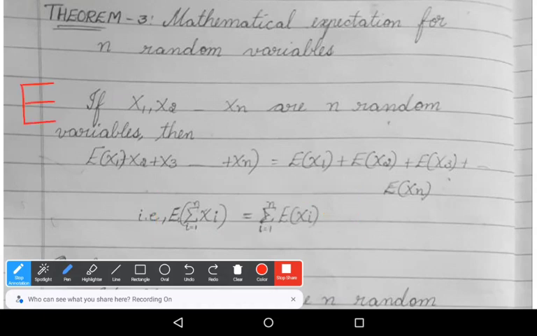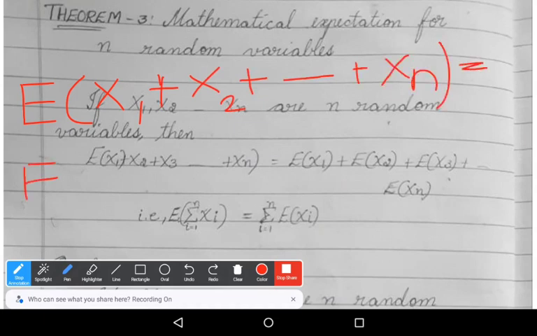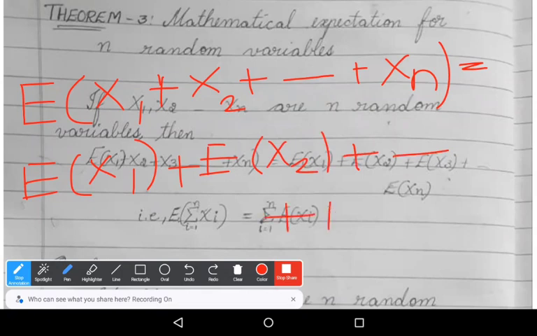You have to observe here that expectation of x1 plus x2 plus and so on plus xn is equal to expectation of x1 plus expectation of x2 plus and so on plus expectation of xn. That's it. We already proved this theorem for two variables, that is, expectation of x plus y is equal to expectation of x plus expectation of y. Now it is for n variables.